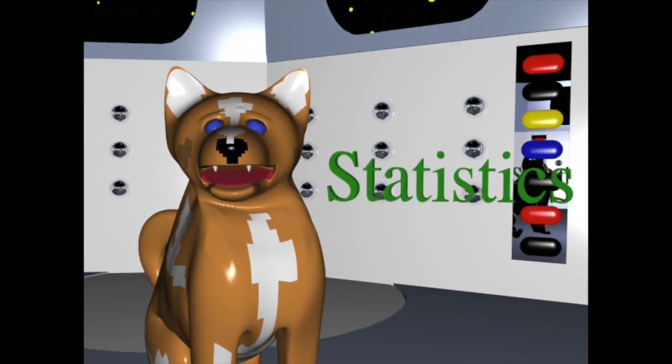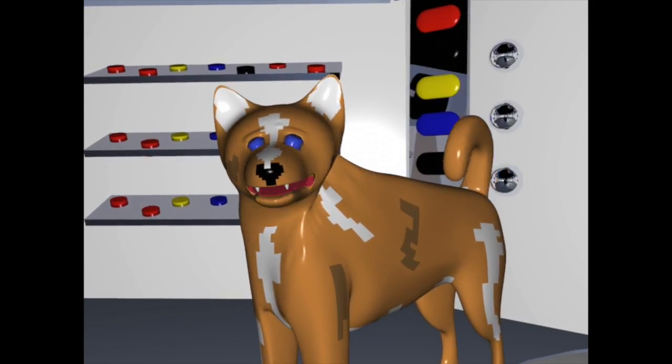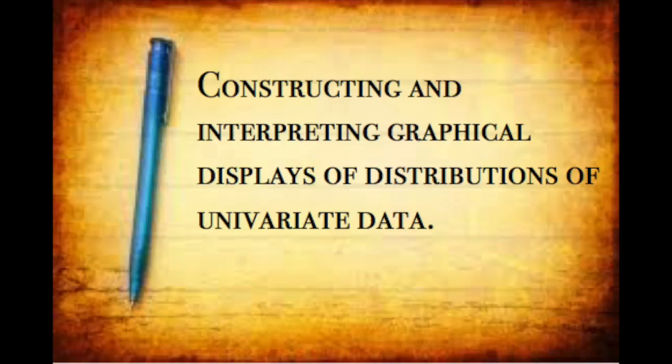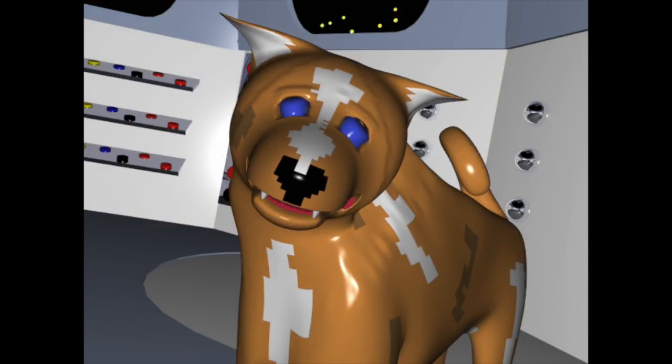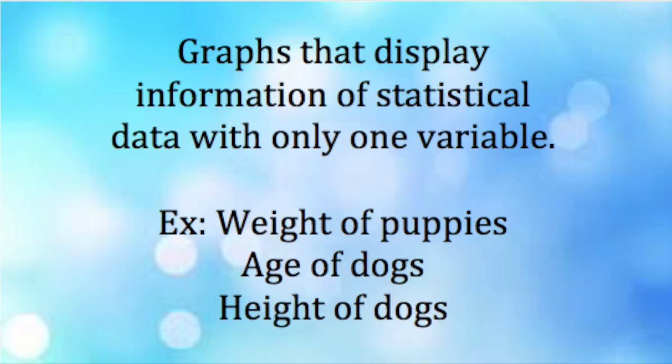Today's topic is statistics. We'll be talking specifically about constructing and interpreting graphical displays of distributions of univariable data. What does that mean? As it turns out, that's just a fancy way of saying graphs that display information of statistical data with only one variable. Examples are weight of puppies, age of dogs, or height of dogs.